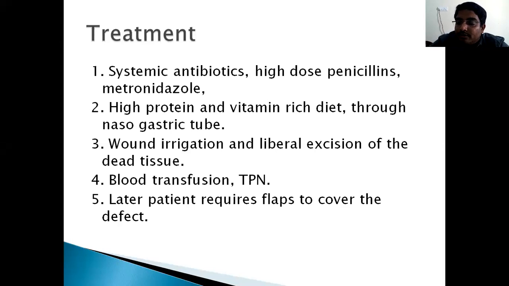See what is the treatment. First we will give the antibiotics, control the organism. Then high dose penicillins and metronidazole. Then if it is a vitamin deficiency, we will give vitamin supplementation and a high protein diet.